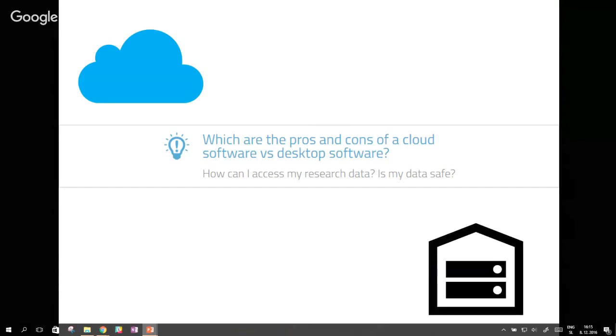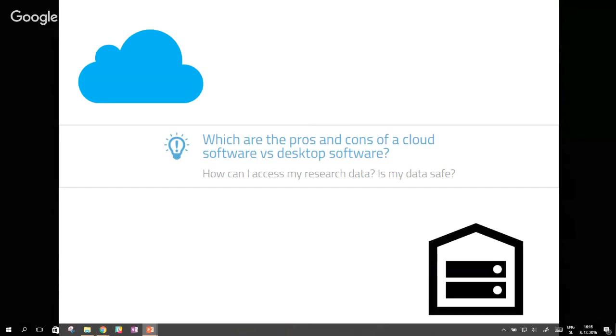So there are many benefits of having an ELN in the cloud, but a lot of scientists are concerned about data safety and data security. So let's talk about data safety for a second.